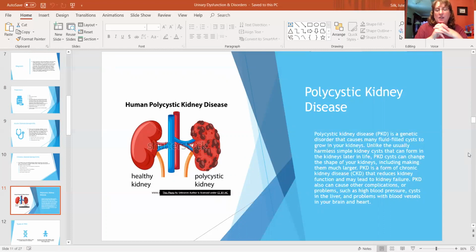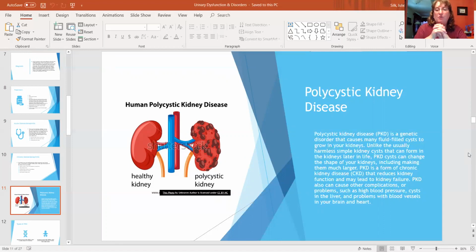So what this is, it's a genetic disorder that causes fluid-filled cysts to grow in your kidneys. Unlike the usually harmless simple kidney cysts that can form in the kidneys later in life, these can change the shape of your kidneys, including making them bigger.